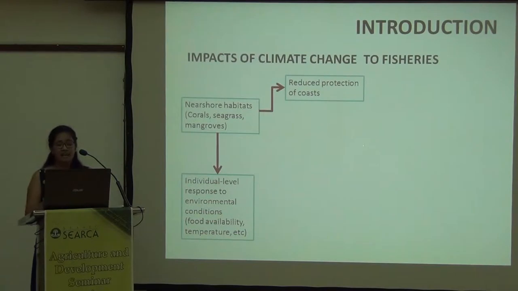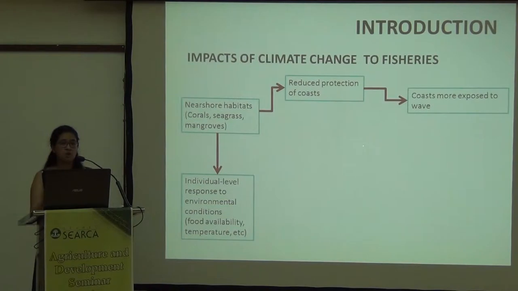So these nearshore habitats, such as the coral, seagrass, and mangroves, serve as a protection to the coast. So with reduced or damaged habitats, there's also a reduction in the protection of the coast. So the coasts are now more exposed to waves and storm surges.